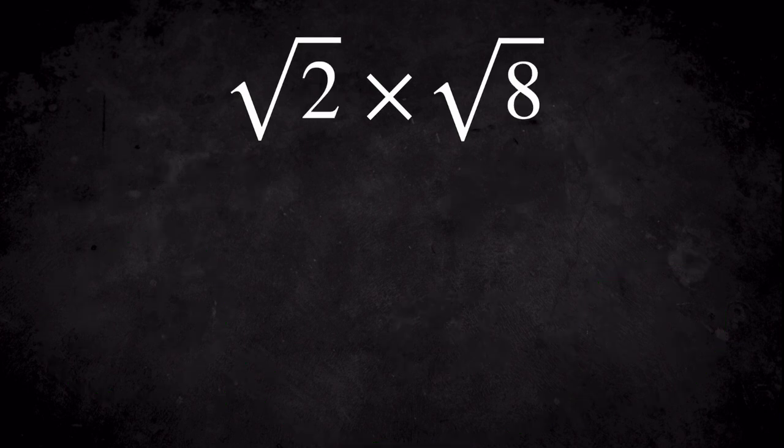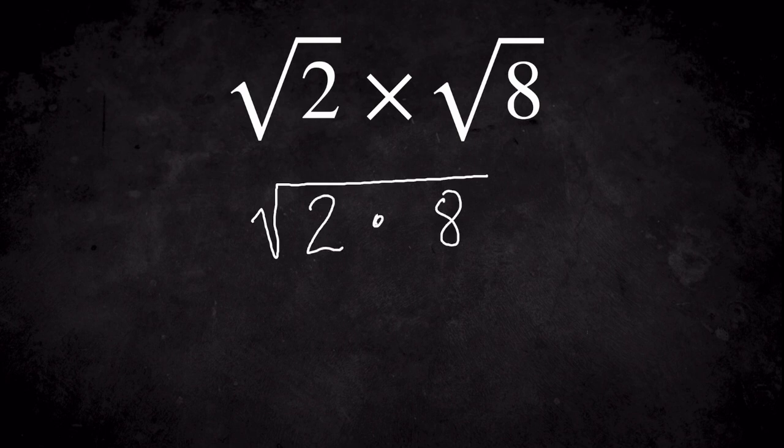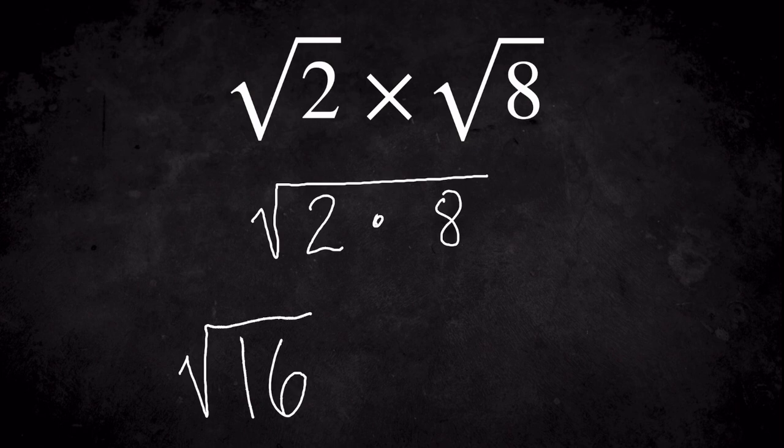Now here we have another problem: the square root of 2 times the square root of 8. We're just going to do it the way the rule says. This would be the square root of 2 times 8. 2 times 8 is 16, and the square root of 16 equals positive 4. And there you go, there's the answer.